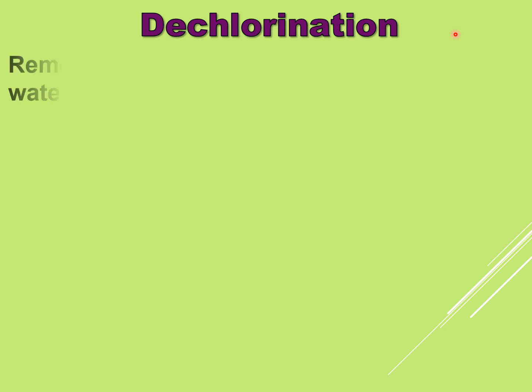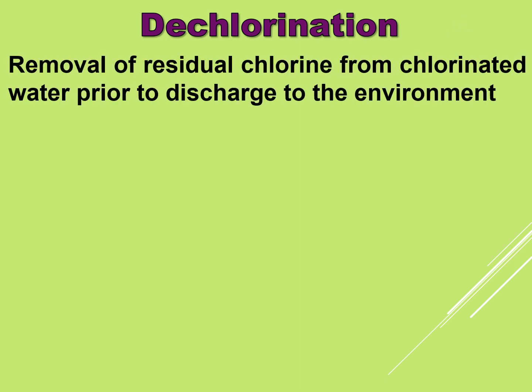What is dechlorination? Removal of residual chlorine from water prior to discharge to the environment. That is called dechlorination. Now suppose we are using wastewater, or cleaning wastewater, then you have to disinfect it, and the excess chlorine should not be present because that is toxic to the environment.